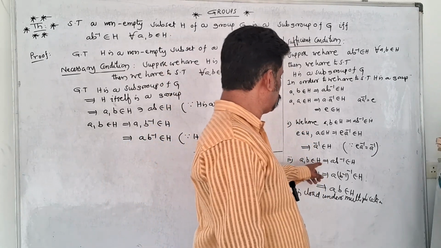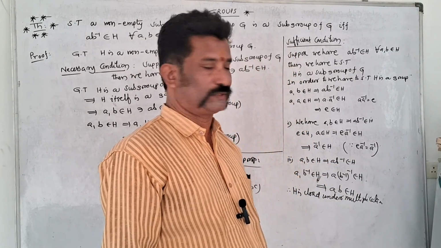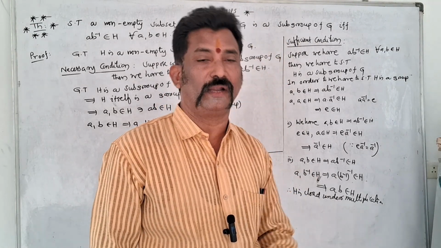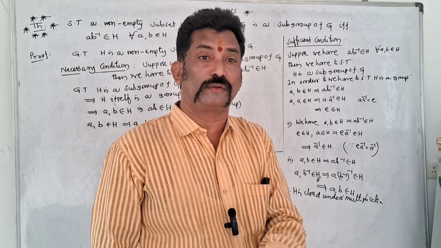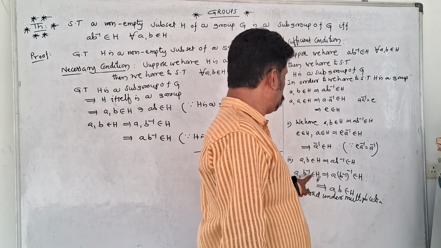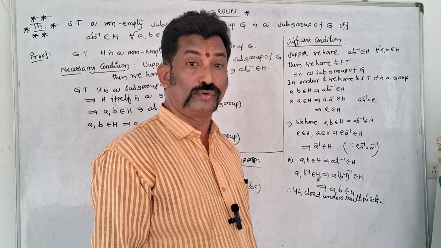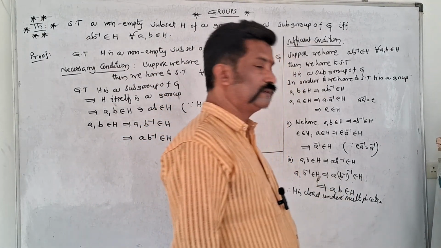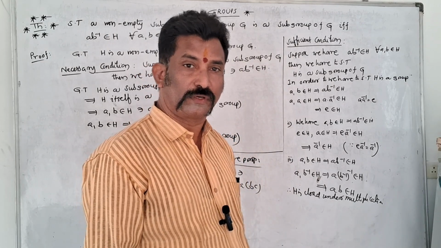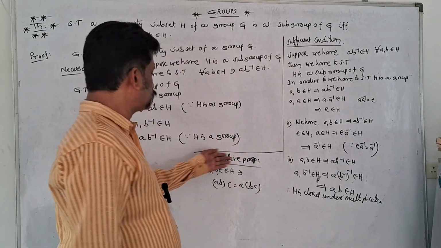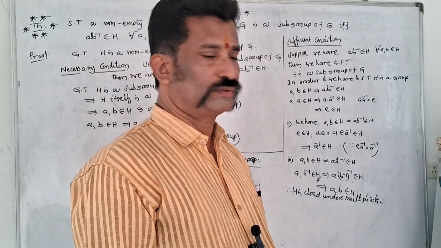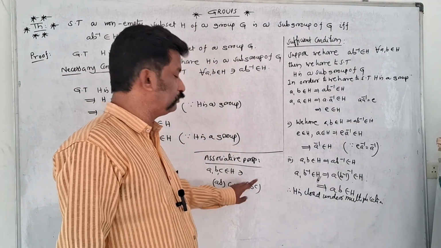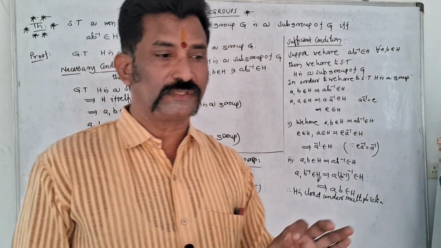Now, closure property. a, b belongs to H, which implies ab inverse belongs to H. That implies a, b inverse belongs to H, because every non-zero element in H has a multiplicative inverse. That's why a, b inverse belongs to H, which implies a into b inverse whole inverse belongs to H. That implies ab belongs to H. Therefore, H is closed with respect to multiplication. Similarly, associative property: if a, b, c belongs to H, then ab into c is equal to a into bc.